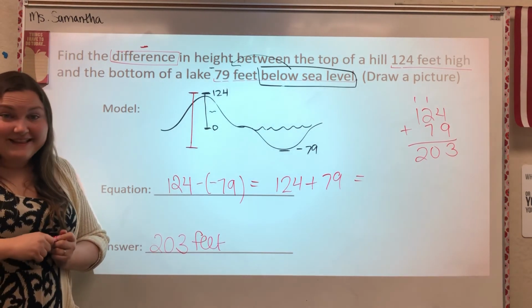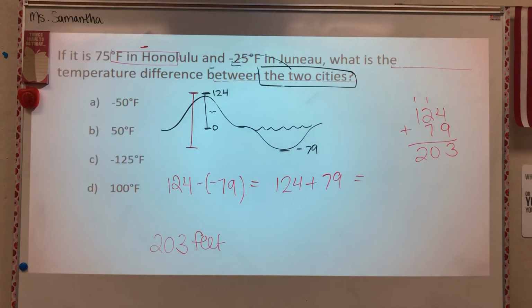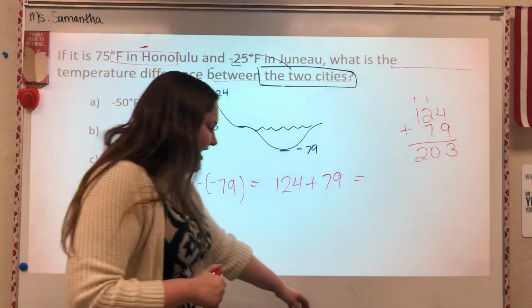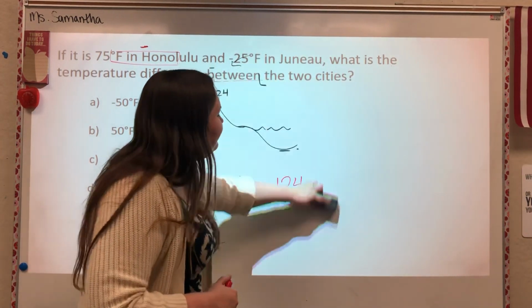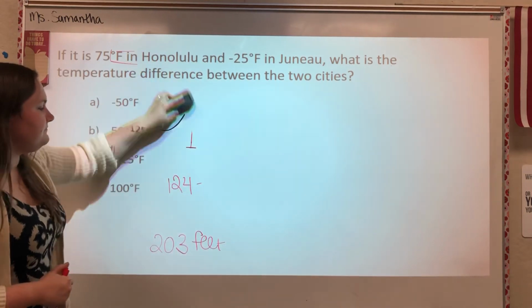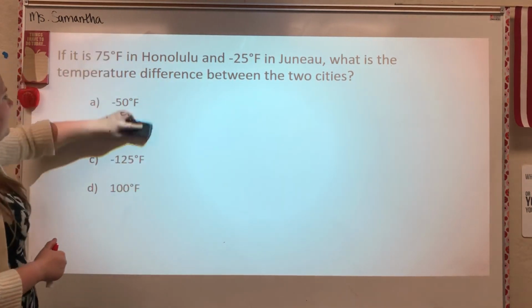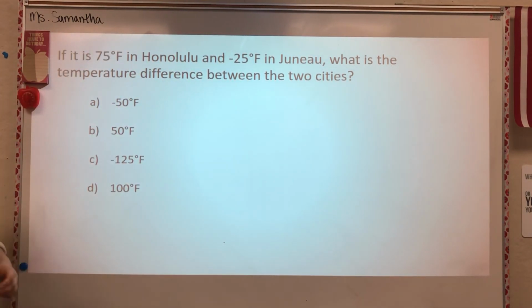All right, that is my last example. There is one here for you to try. I'll clean off the board. The question is, if it is 75 degrees Fahrenheit in Honolulu and negative 25 degrees Fahrenheit in Juneau, what is the temperature difference between the two cities? You should have 4 options. Go ahead and try that now.